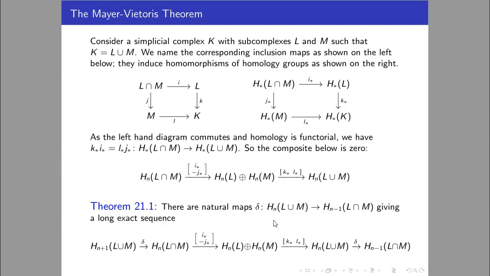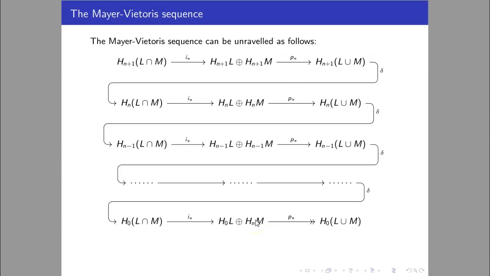So we're going to prove this, of course. This is just going to be an instance of the snake lemma. We have to set up the right chain complexes to apply the snake lemma to, and then this will come out as a consequence of the snake lemma. Before we do that, we'll just mention how this Mayer-Vietoris sequence looks if we sort of unwrap it all.